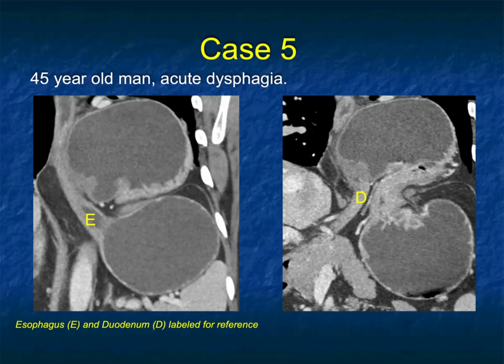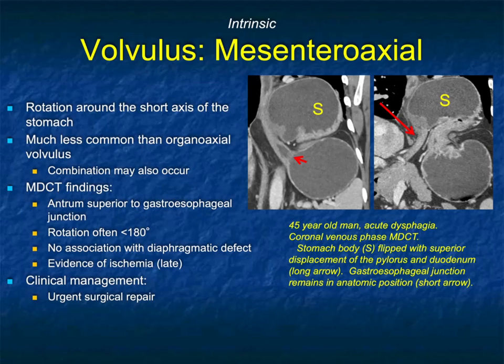When you're looking at things at the chest and abdomen, when you're looking at things at the level of the diaphragm, it's critical to be looking at both coronal and sagittal views. Sometimes from the axial, it's just really hard to put things in perspective, but when you have the coronal view, it makes life a whole lot easier for you. And in this case, it was a mesenteroaxial volvulus, rotation around the short axis of the stomach. It's much less common than the organoaxial volvulus.